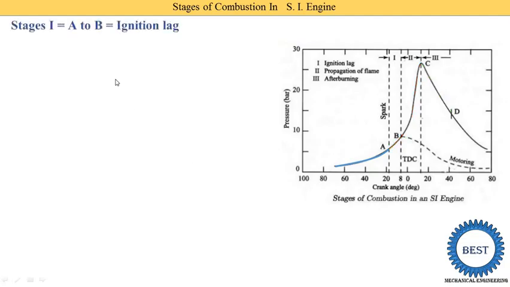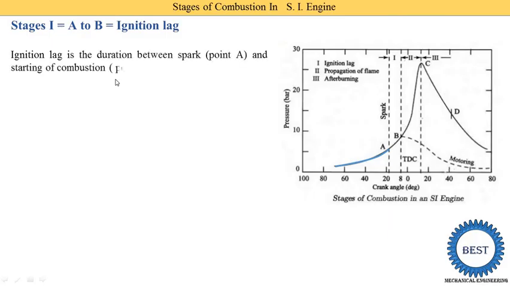Now we understand stage number 1, A to B, the ignition lag. What is the ignition lag? Suppose I give a simple example: we want to light a candle at our home using matchsticks. We strike the matchstick and go to light the candle. At that time we require a certain time. This time is known as the ignition lag.